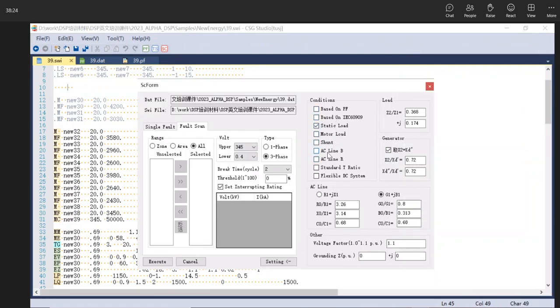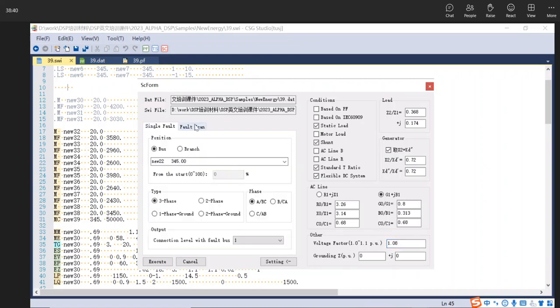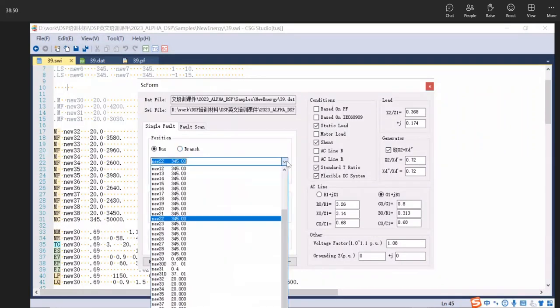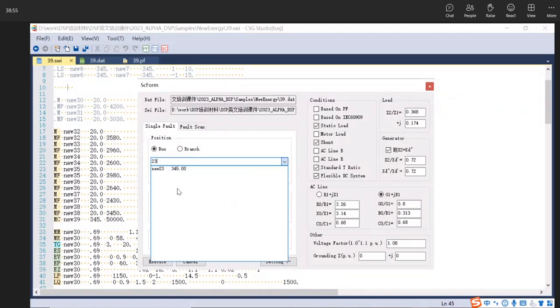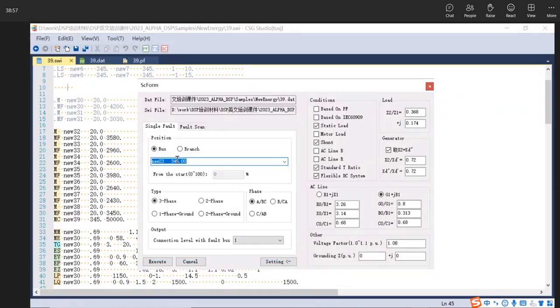Okay, let's do a simple calculation. This page shows you two functions, single fault and the fault scan. In a single fault, you can set the fault on the bus or a branch. On the bus, there's a list of all the bus, and you can search. For example, 23. I set the fault on the new 23 node.